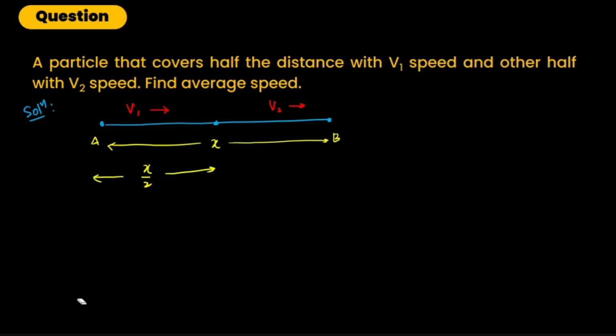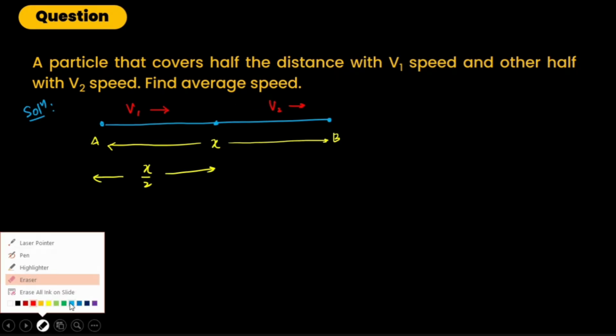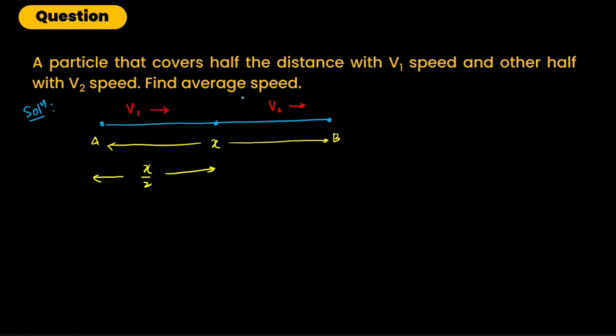So I guess now the question is pretty much clear. The question is, what is average speed, or average velocity? So we know that average speed is total distance by total time. Total distance by total time.